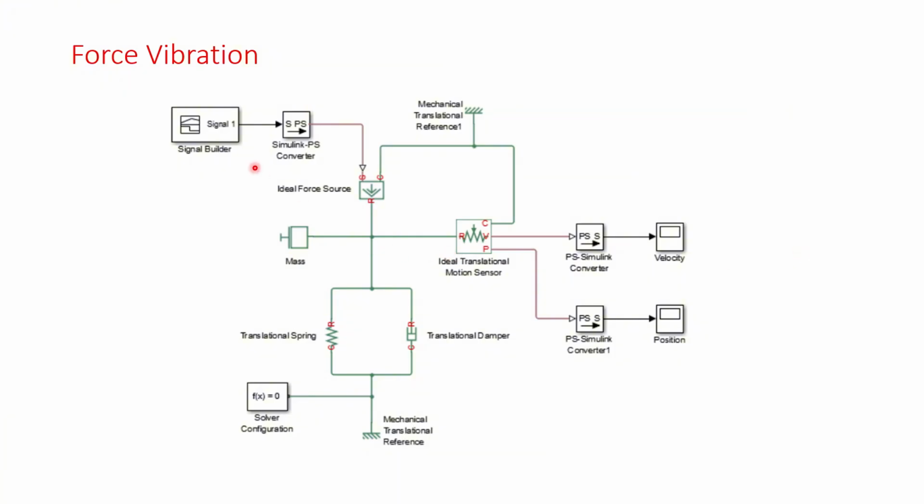The next diagram is forced vibration. This forced vibration model is when a system is driven by an external force. So the system will respond at the frequency of the force, not its own. If the forcing frequency matches the system's natural frequency, resonance occurs, leading to large, potentially dangerous oscillation.